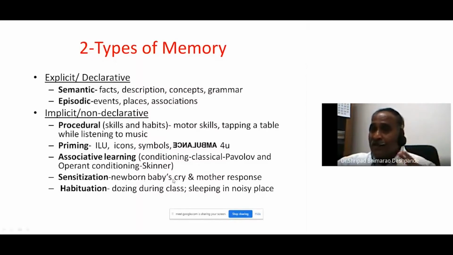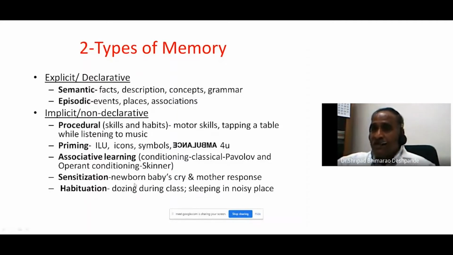Or a classical example is a newborn baby's cry. It is very faint, very low, but the mother will get up and respond to the newborn baby. So that is desensitization. She may not get up with other sounds produced.